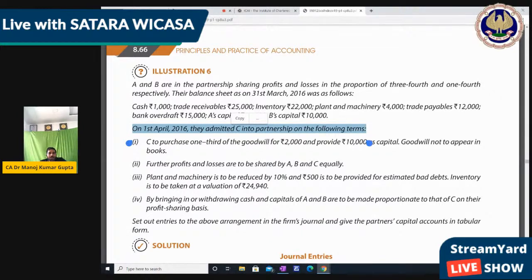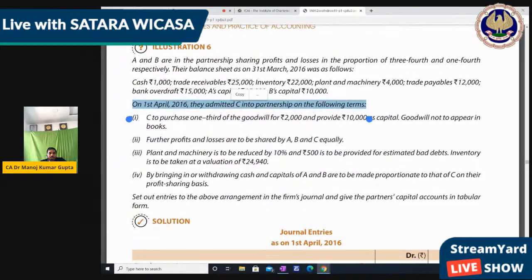Further, profit and loss are to be shared by A, B, and C equally. So in future the profit sharing ratio is A, B, C equal. Plant and machinery is to be reduced by 10% and 500 to be provided for estimated bad debts. Inventory is to be taken at a value of 24,940. So these are the revaluation of assets and liabilities.